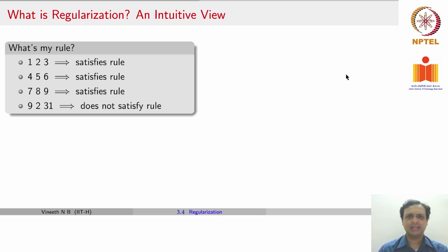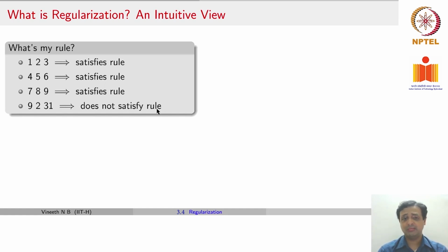Let's take a very simple example. Let's take these sets of values: 1, 2, 3. We say that it satisfies some rule. 4, 5, 6 satisfies the same rule. 7, 8, 9 also satisfies the same rule. 9, 2, 31 does not satisfy the rule. The question for you now is, what is the rule?